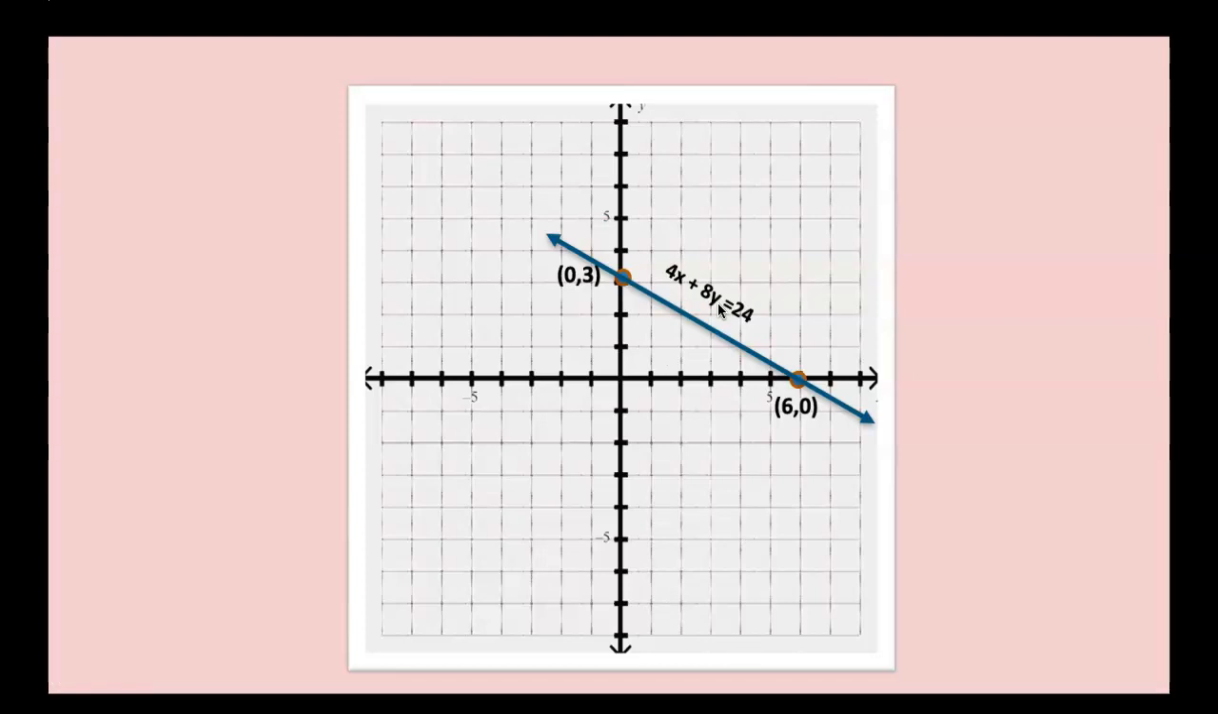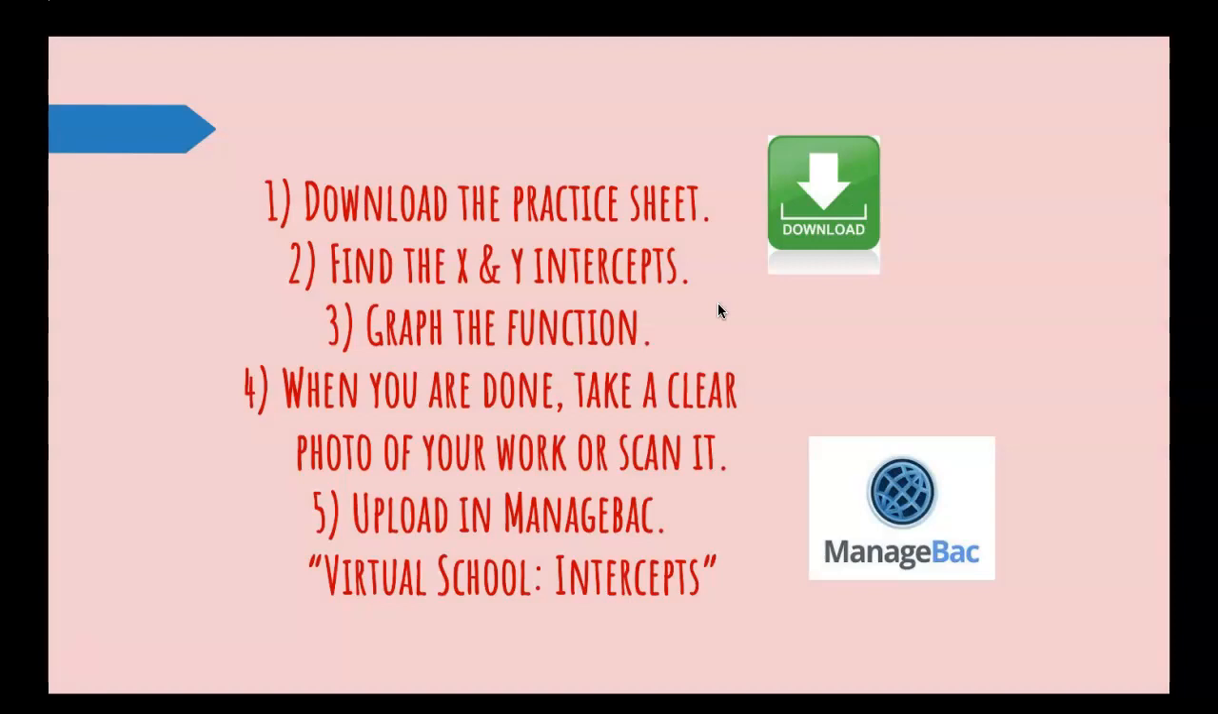If you are still confused, remember to go back and watch the video again because this is what you're going to do in the exercise. Okay, so download the practice sheet that you are going to find on a Wednesday e-learning document. The instructions are to find the intercepts and use the intercepts to graph the function. When you are done, you take a clear photo of your work or scan it and then upload it in ManageBack. You can also download the PDF and use the PDF and edit from there. You do not have to really do the pen and paper way of doing it.